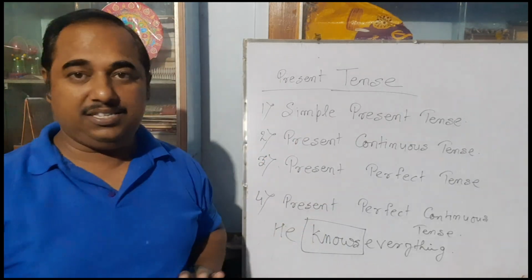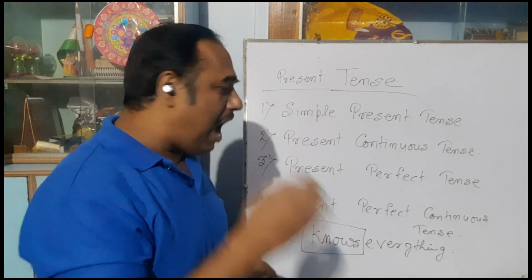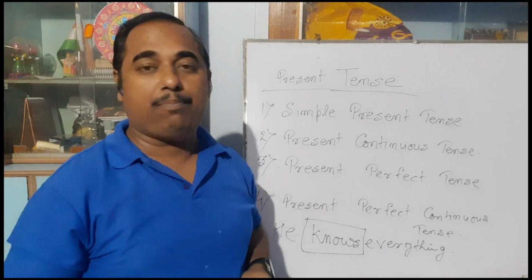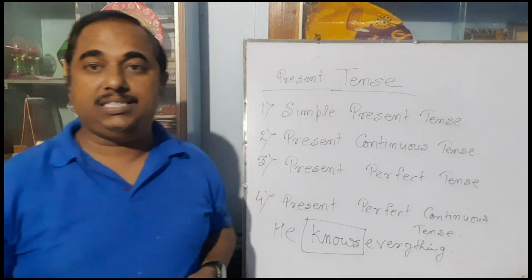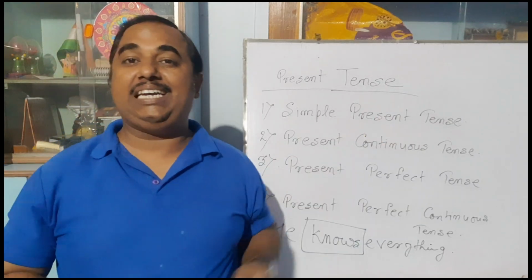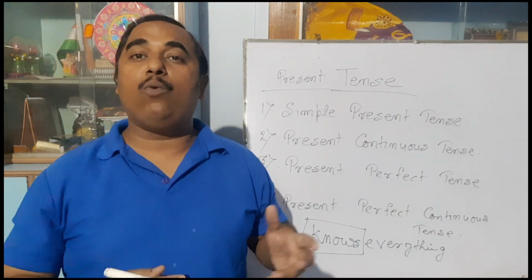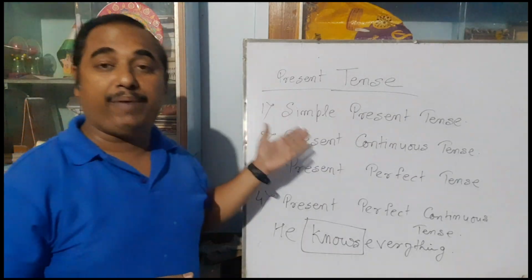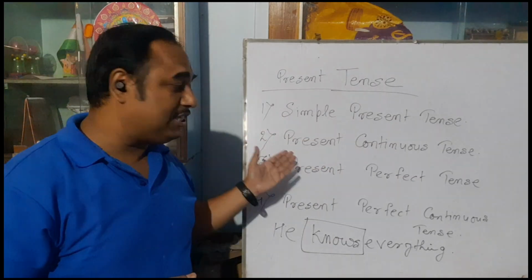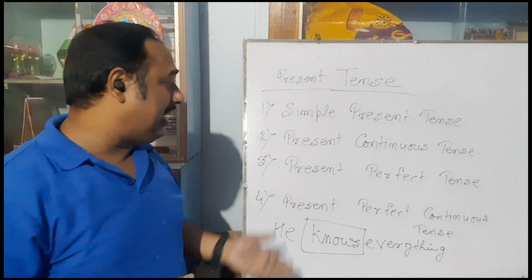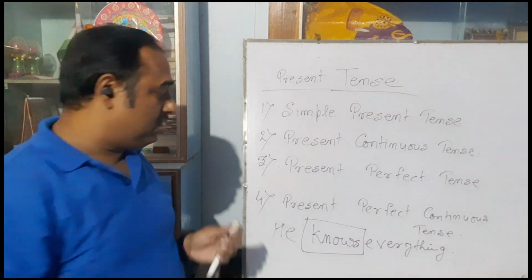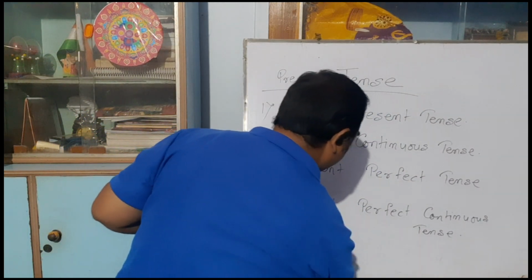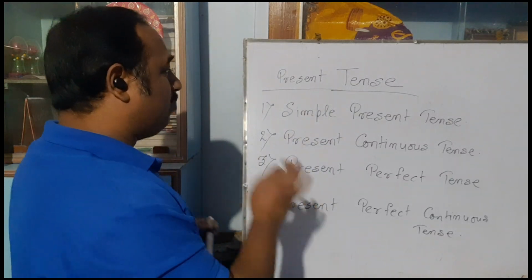tense that is. Okay. Today I am going to explain how, if you see a sentence in English, you will recognize whether it is simple present tense, present continuous tense, present perfect tense, or present perfect continuous tense. That's very easy, you know.